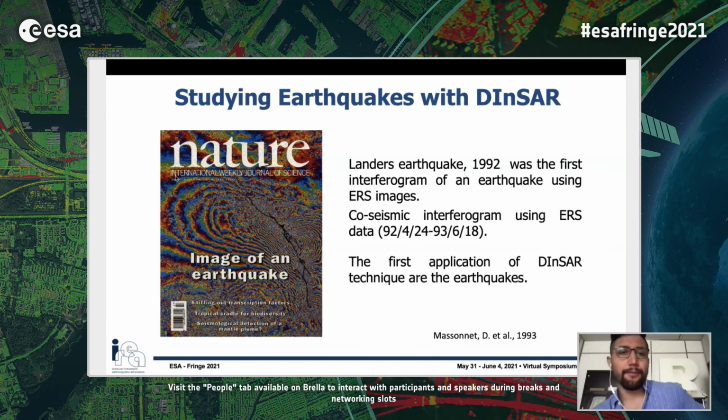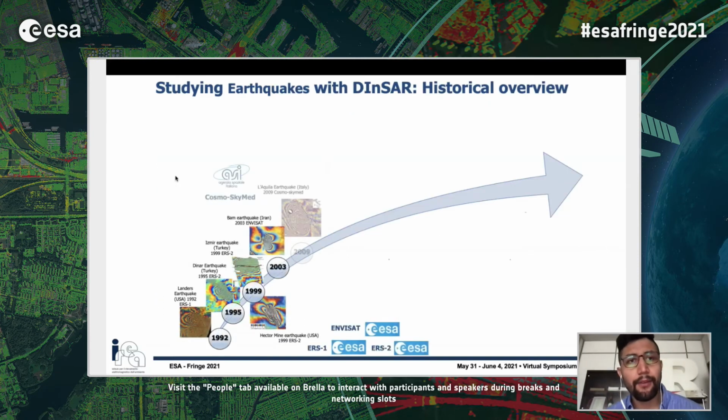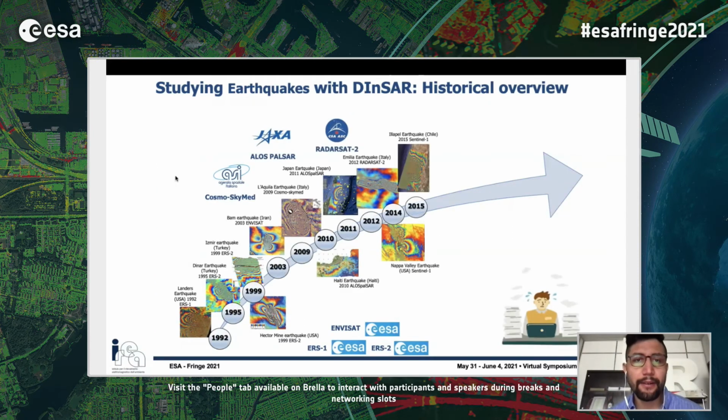So starting from this, this technique is applied directly for the study of earthquakes in a general way. In the state of the art of studying earthquakes with DInSAR, the historical review, we can see that we have a lot of possibilities, a lot of images, to generate these maps that represent the deformation area. Starting in 1992, we can see here the different interferograms generated with ENVISAT, ERS-1, COSMO-SkyMed, in this case for the L'Aquila earthquake in Italy, and RADARSAT-2 and ALOS PALSAR, and also for the Van earthquake in 2011.